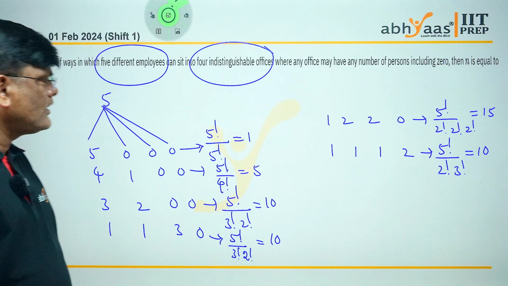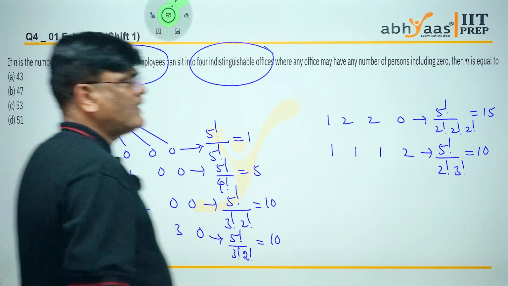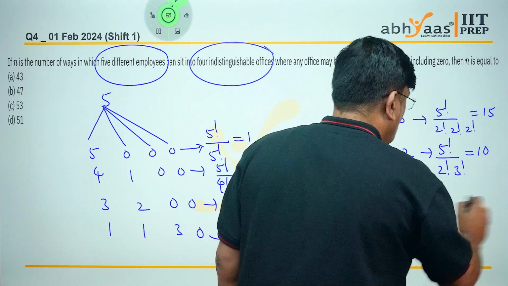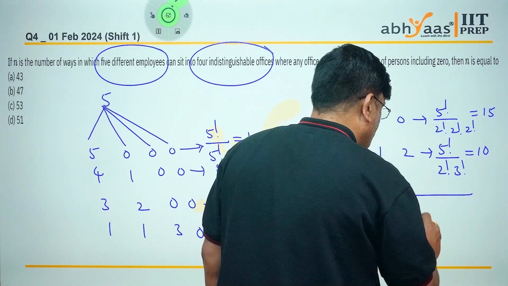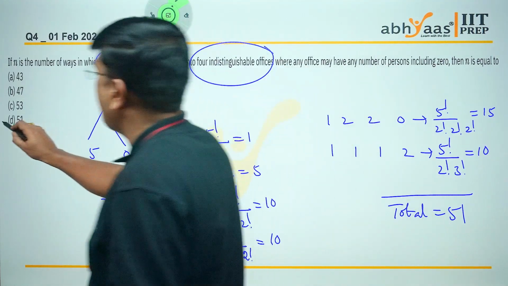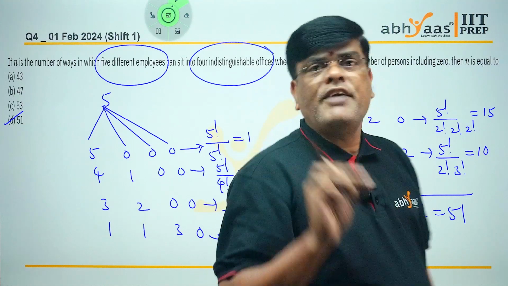Now add all these. What do we get here? 1 plus 5, 6, plus 20, 26, plus 10, 36, plus 15. So total ways are 51. Students, which is the right option? Option D is the right one. Here we are using the division rule.